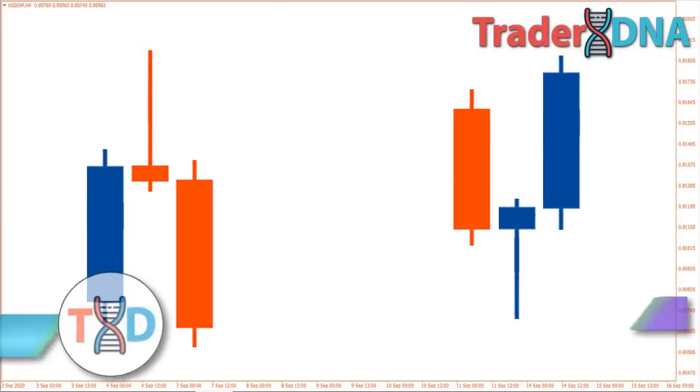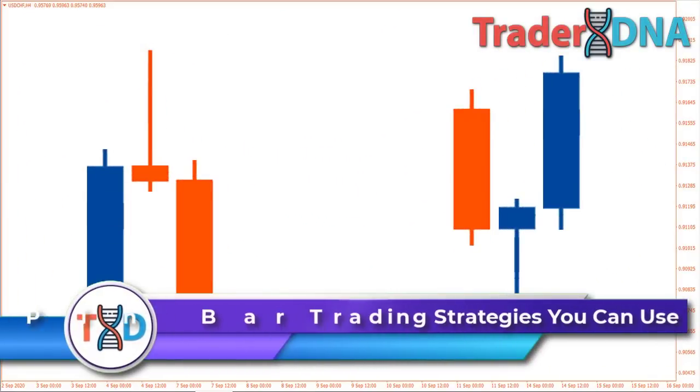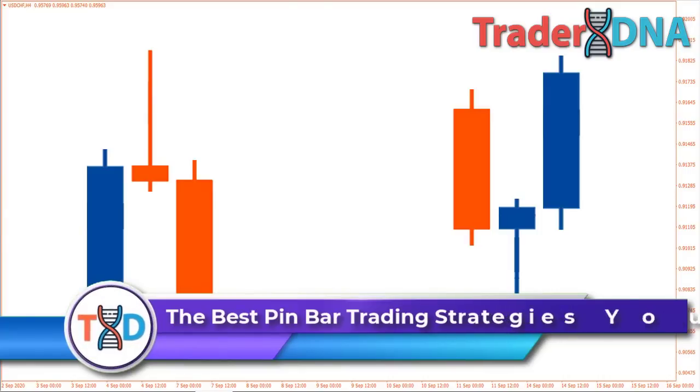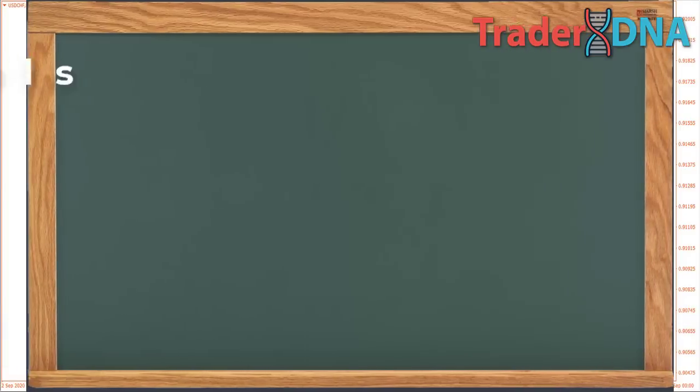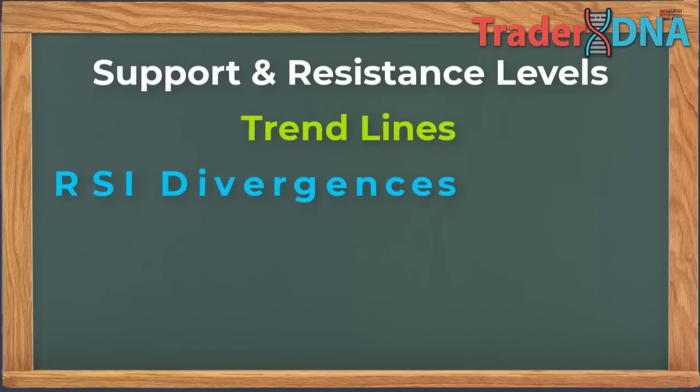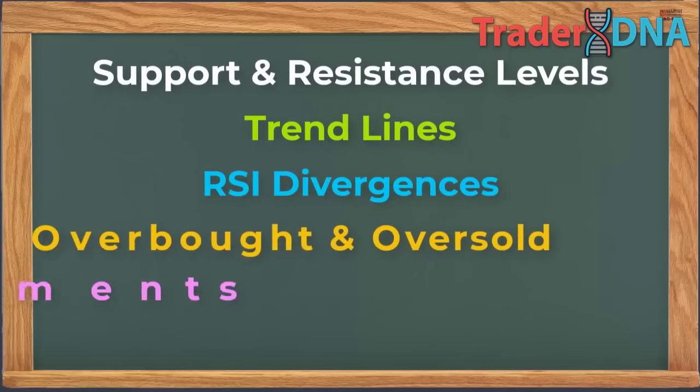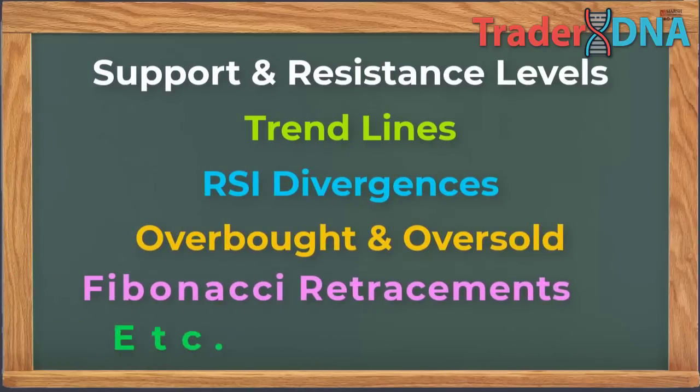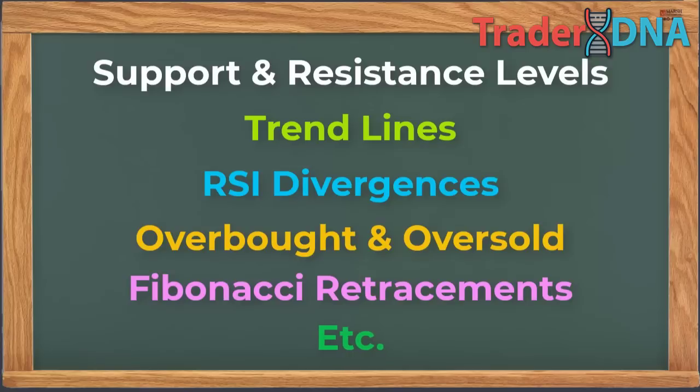The best pin bar trading strategies you can use. The pin bar is one of the most versatile price patterns in existence. You can use it on its own, as a signal to take profits, combine it with support and resistance levels, trend lines, RSI divergences, overbought and oversold, Fibonacci retracements. And that's just a few of the ways. And now, we'll show you 2 pin bar trading strategies that every trader must know.